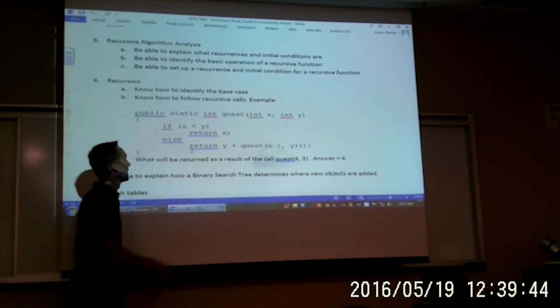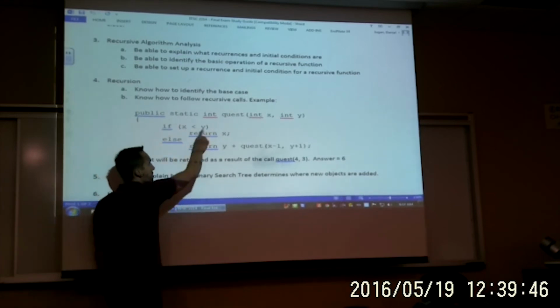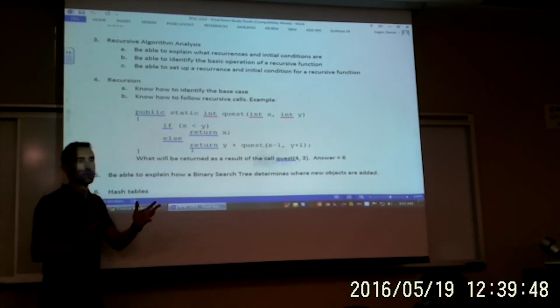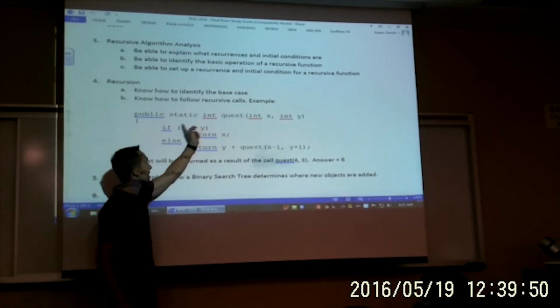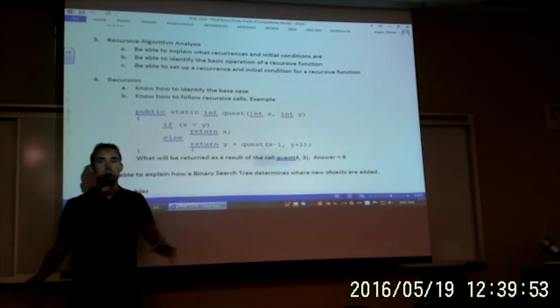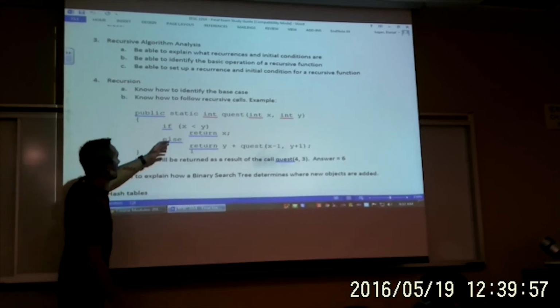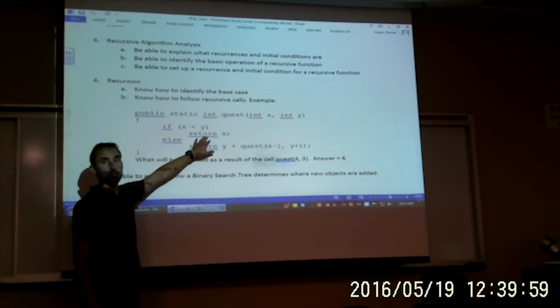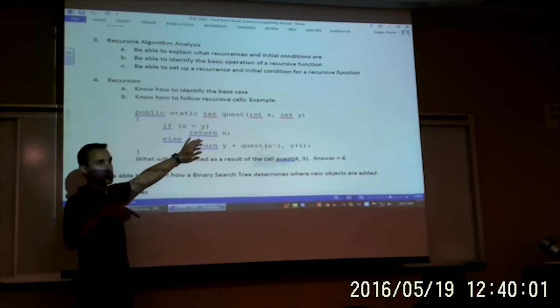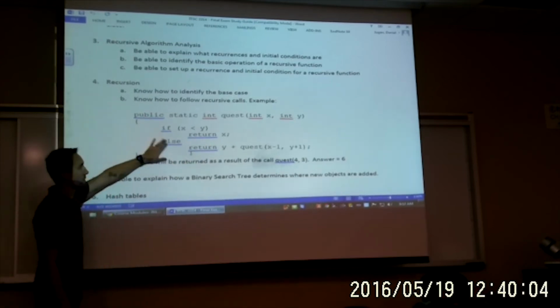And when you're doing this on the test, if you just circle the if statement or you just circle this, that's fine. I'm not picky about what it is. If you circle the whole thing, that if x is less than y, return x, that's also fine. Okay? All of that is part of the base case. Again, it's the part that stops the recursive calls. It stops the continuing down the rabbit hole.